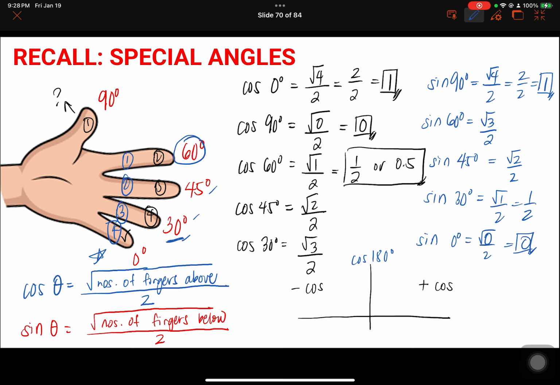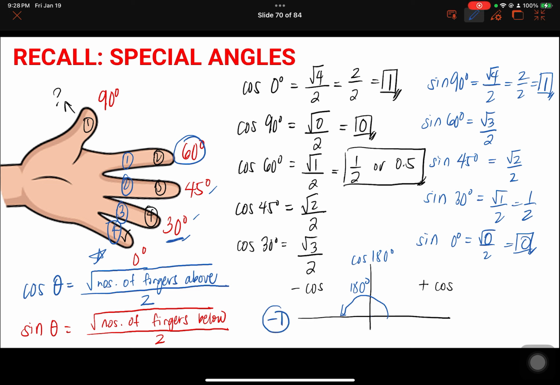Cosine 180 is equivalent to, di ba, pag nag-angle tayo ganyan, ito yung 180 degrees. Ano mapapansin nyo pag cosine 180? Napunta na siya sa quadrant 2. At ang cosine doon sa quadrant 2 ay equal sa negative value ng cosine. So, we can have negative 1.